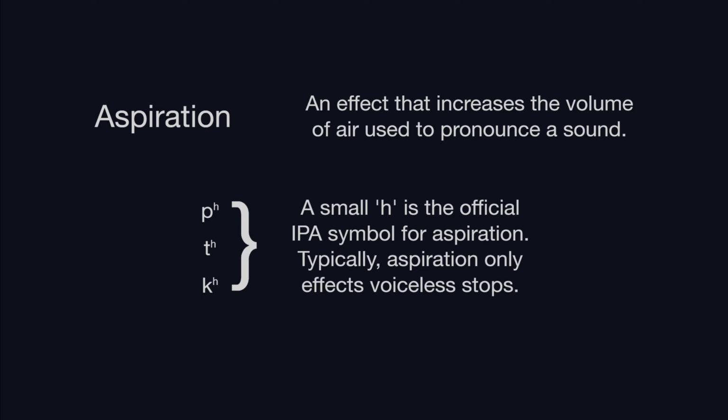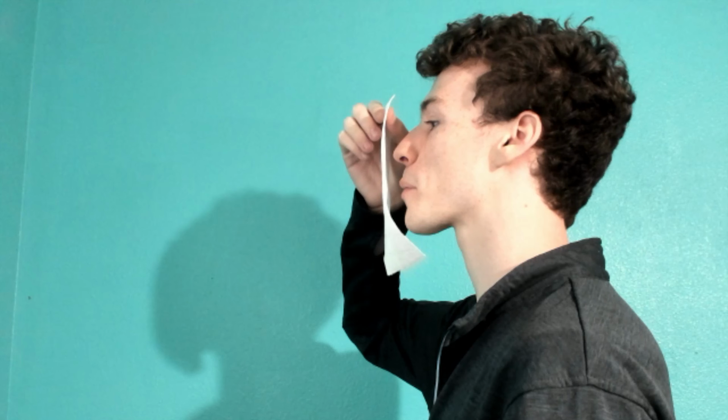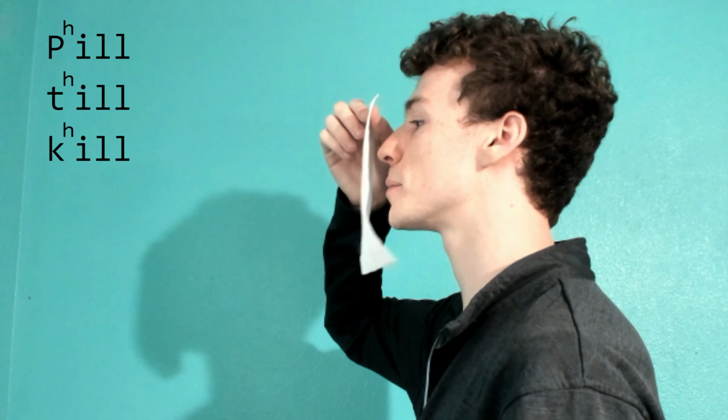In English, the P, T, and K sounds will be aspirated if they occur at the very start of a syllable. I'll be demonstrating with this toilet paper, but you can just use your hand and feel the air against your palm. Pill, till, kill. If these sounds come after an S, though, they then become unaspirated.